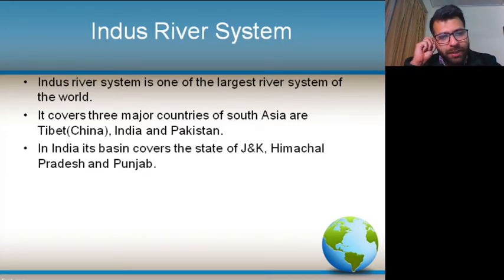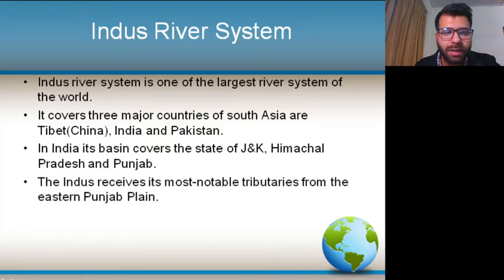In India, its basin covers the states of J&K, Himachal Pradesh, and Punjab. Basin we have already discussed. So basically, the tributaries and the major river Indus cover the states of J&K, Himachal Pradesh, and Punjab. If we see the map, they are the three most northern states of India.